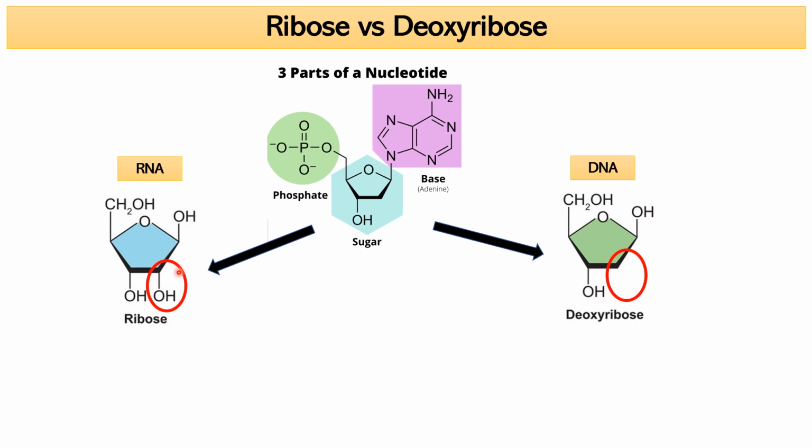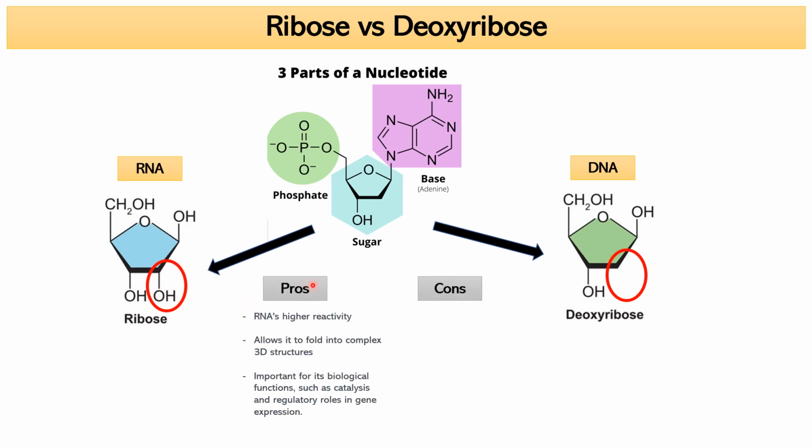So how is that affecting the function of the RNA then? There are some pros and cons of having this extra hydroxyl group. Some of the pros are that it gives the RNA much higher reactivity than the DNA. And this increased reactivity makes the RNA able to fold into very complex 3D structures. These different 3D structures are very important for RNA biological function, especially when it comes to gene regulation.